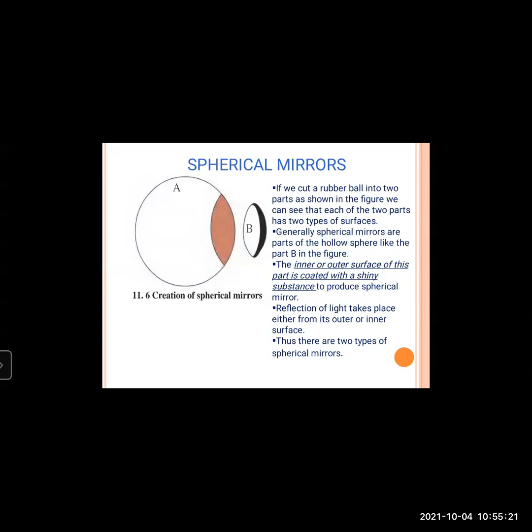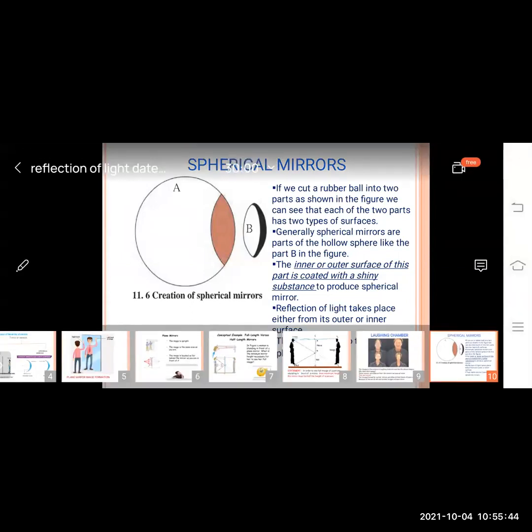You can see the brown part which is inside the rubber ball, and this is called a concave mirror. While in section B you can see that the black part is coated outside, so that is the convex mirror. Reflection of light takes place either from its outer or inner surface. Thus, there are two types of spherical mirrors.